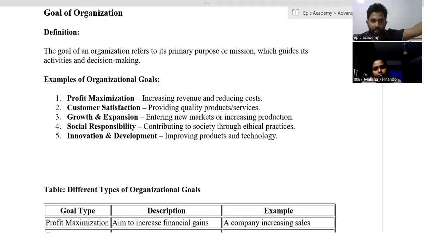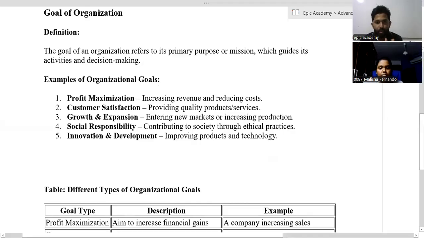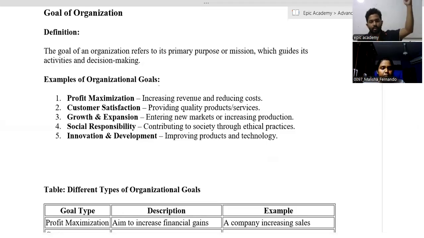Again, the main basic goal. Okay. Third one, growth and expansion. Some organizations try to do that. By entering a new market and increasing the production quantity, they can grow their organization and expand their economic activity in the market. Okay, that also belongs to profit maximizing. That helps to expand the selling quantity. That is why they are going for growth.